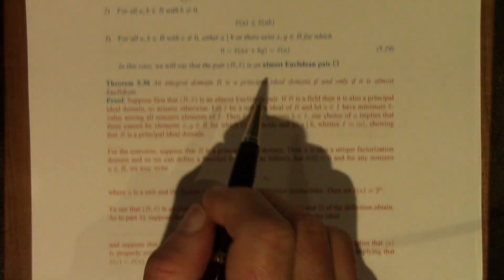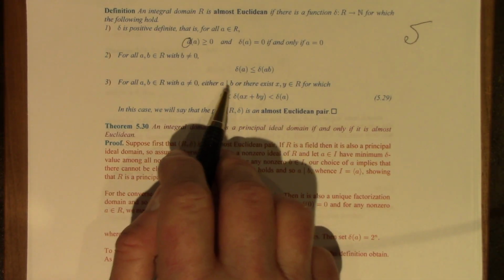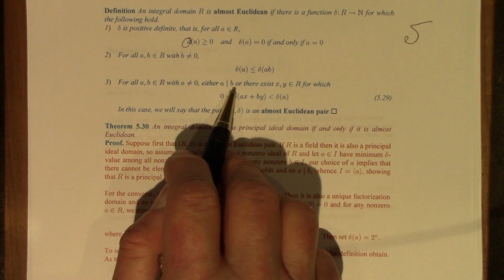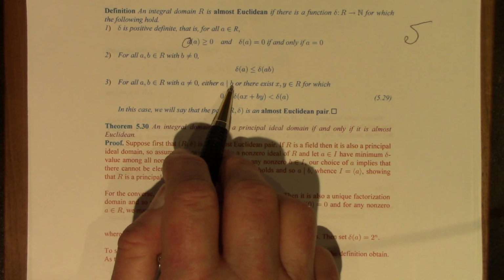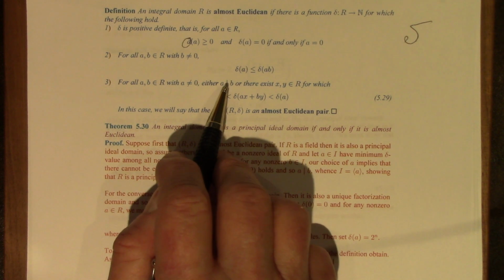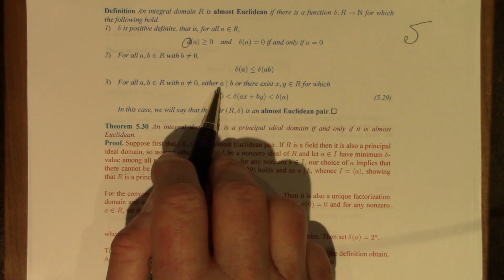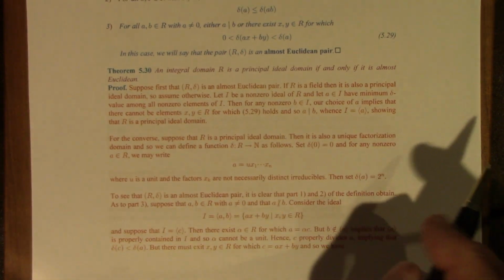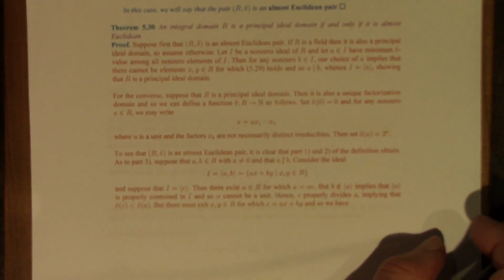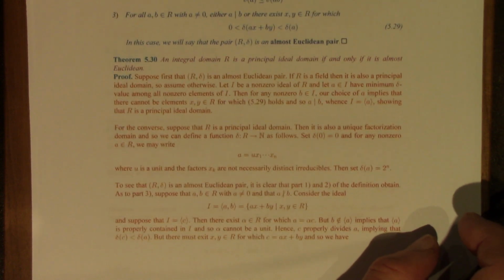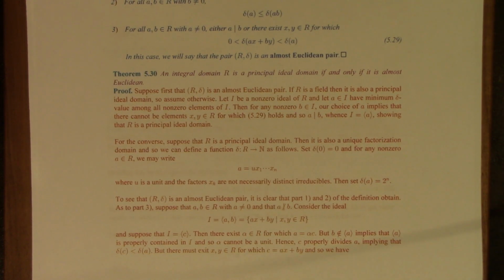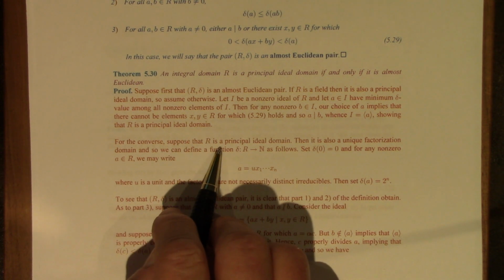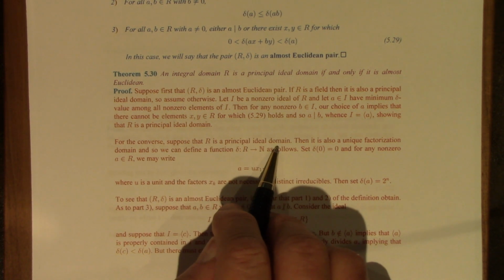Therefore, we have to have the alternative, A divides B. B was an arbitrary element of the ideal, so A generates the ideal. And therefore the ideal is principal, and R is a principal ideal domain. For the converse, suppose R is a principal ideal domain.